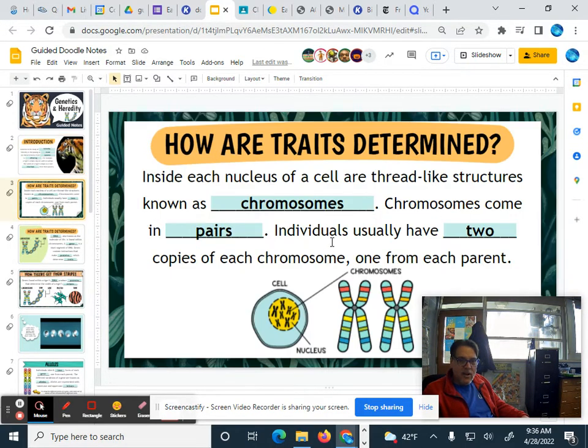In any case, how are these traits determined? Well, traits are determined by your genes, and genes are found on your chromosomes. Chromosomes come in pairs. That means 2 chromosomes to every pair. That's important because one of those chromosomes came from mom, the other chromosome came from dad. Each of the chromosomes that came from each parent has genes on it, which will determine your traits. Together, both parents' genes will influence each of the traits.